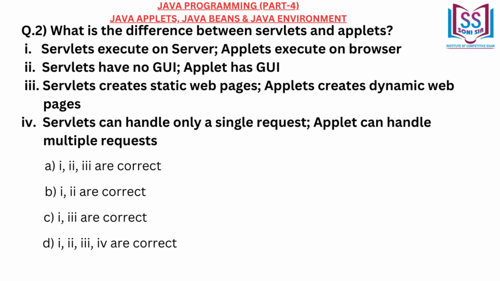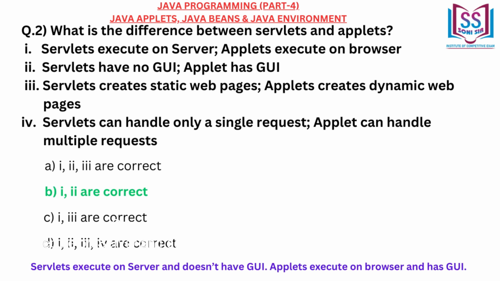A. 1, 2 and 3 are correct. B. 1 and 2 are correct. C. 1 and 3 are correct. D. 1, 2, 3 and 4 are correct. Correct answer B. 1 and 2 are correct. Servlets execute on server and don't have GUI. Applets execute on browser and have GUI.